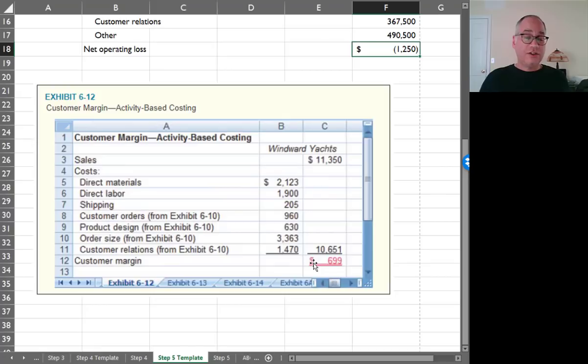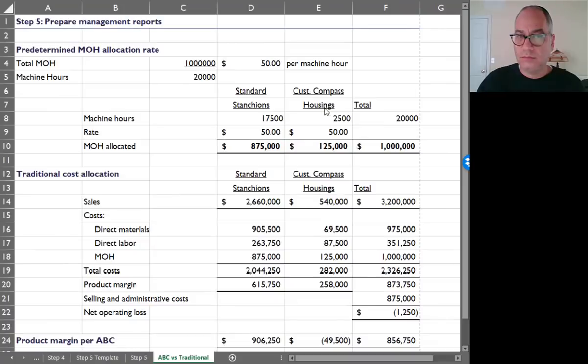That's a good thing to know, right? It would be nice to know how much money you make on each customer. So how does this compare with traditional costing, absorption costing, if you will?